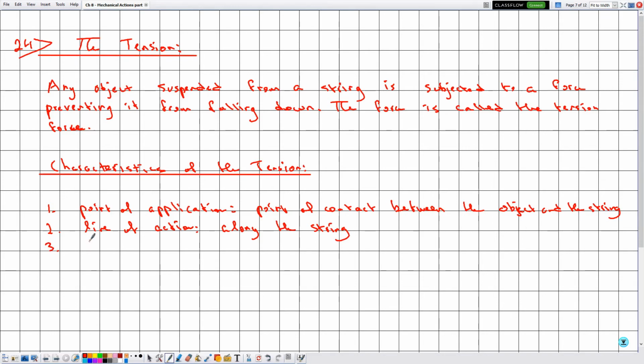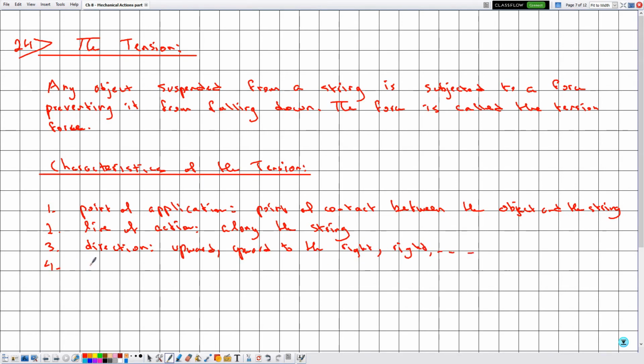Now idea number 3 is the direction, and it will be opposing the action of other forces, or away from the object. So it may be upward, to the right, or even to the left, etc., and this depends on the scene itself.